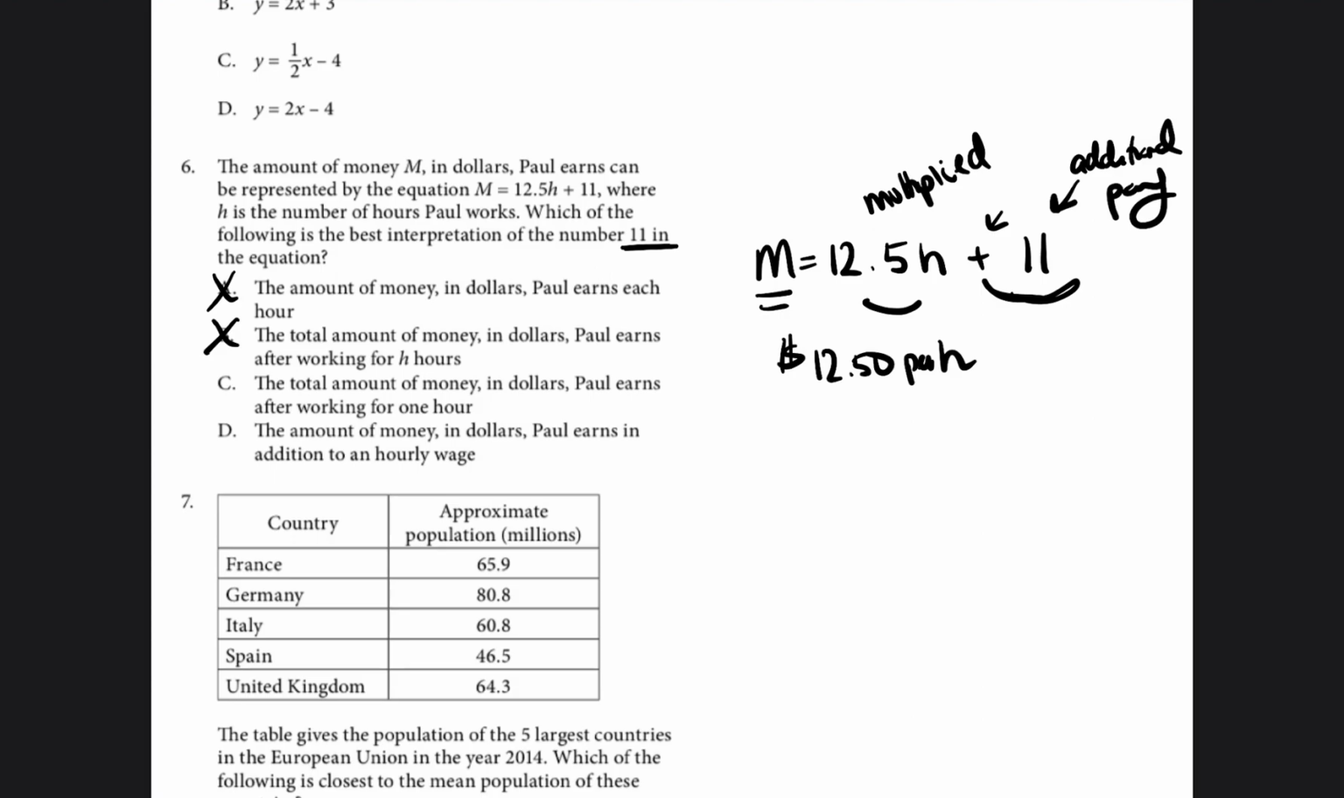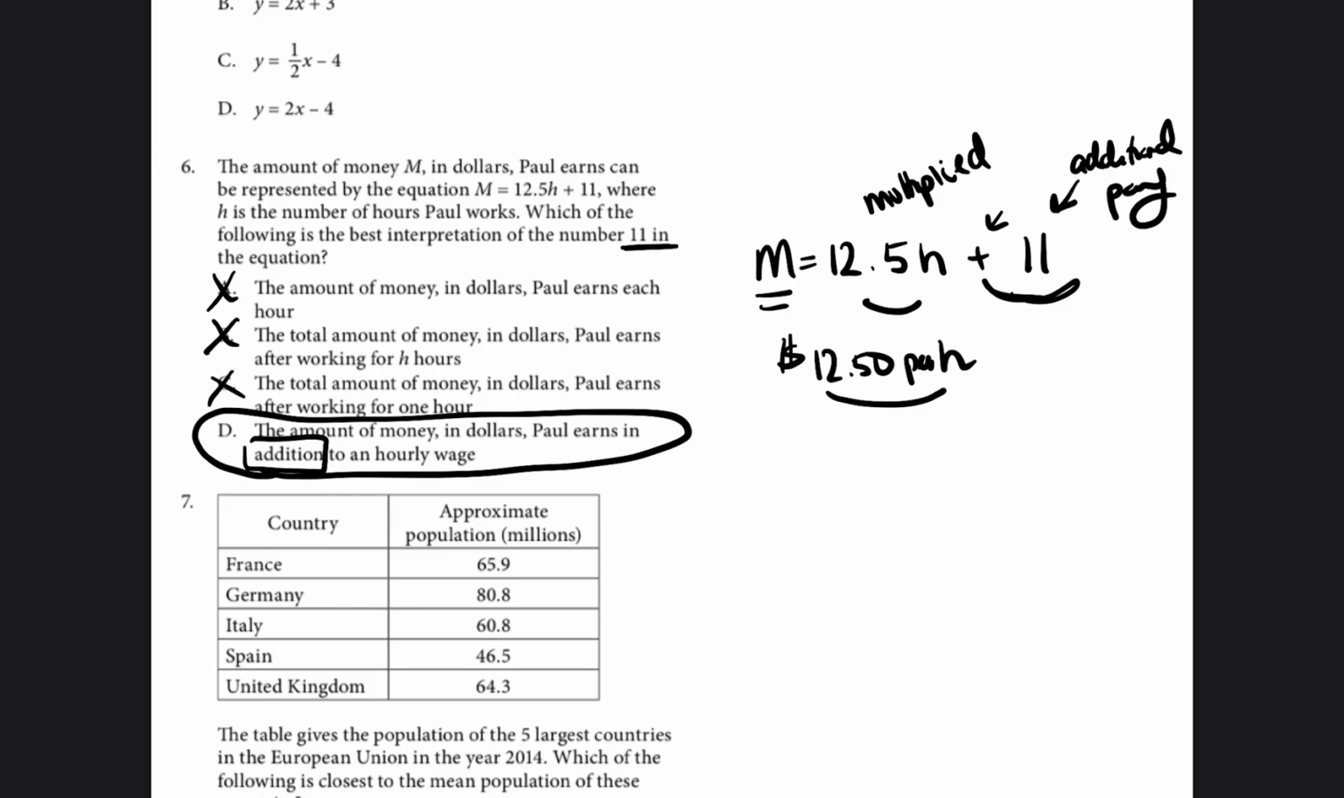The total amount of money in dollars Paul earns after working for 1 hour? No, because we said he gets $12.50 an hour, so it would be $12.50. The amount of money in dollars Paul earns in addition to an hourly wage? The answer would be D. In addition means it's on top of what he earns hourly. So that's how you would figure out his hourly wage. And this is something in addition to it because it's being added.